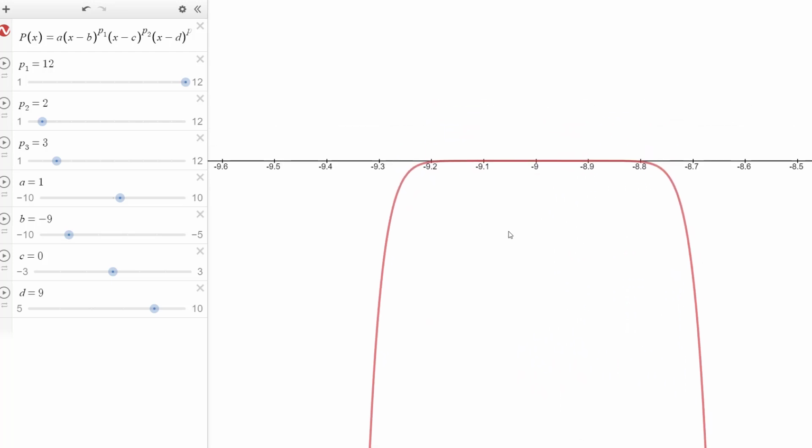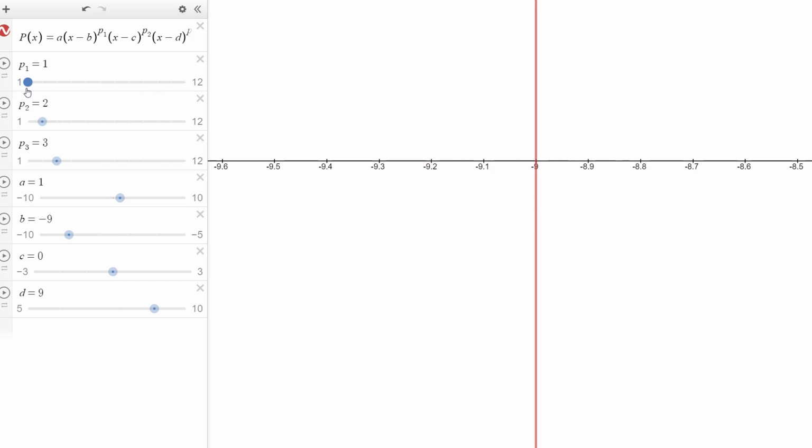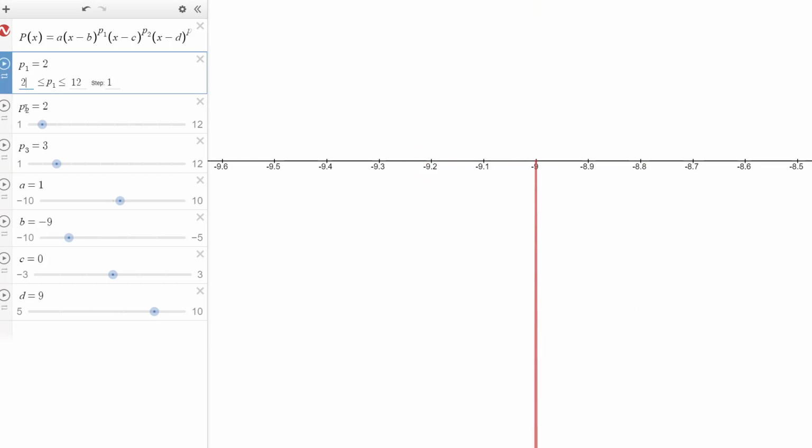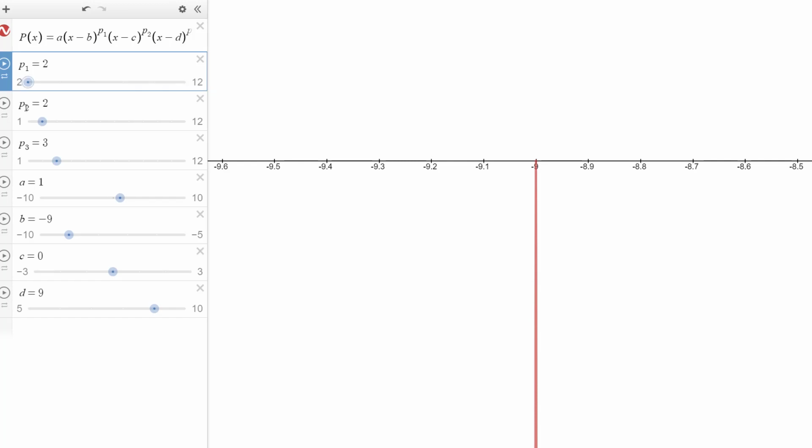So the basic idea that I'm trying to drive home is that if the power is even, it's going to look like a parabola. In fact, let me change this one to have even-only powers so I can do that. There we go. So it's going to look like a parabola near those even powers. And let me zoom in just to showcase that.